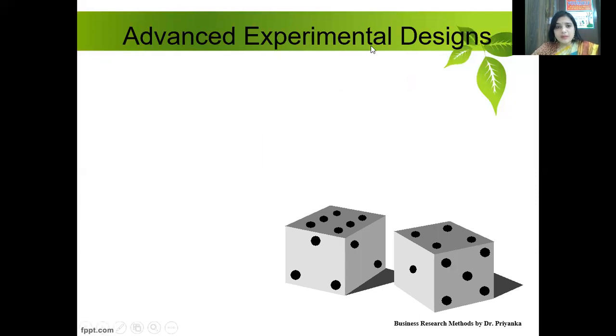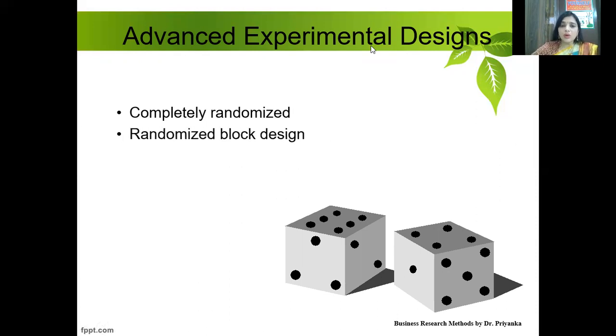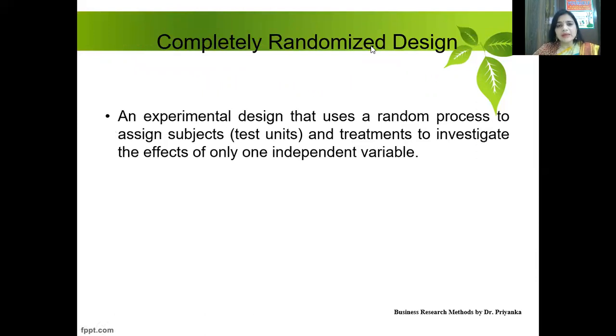Then advanced experimental designs. These are actually more complex. Number one, completely randomized design. Then randomized block design, Latin square, and factorial. Completely randomized design is an experimental design that uses a random process to assign subjects, test units, and treatments to investigate the effects of only one independent variable.